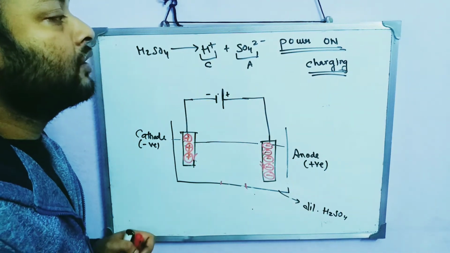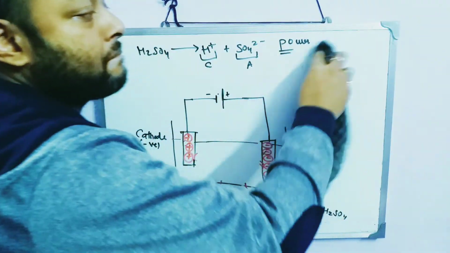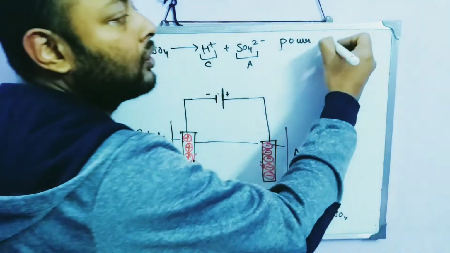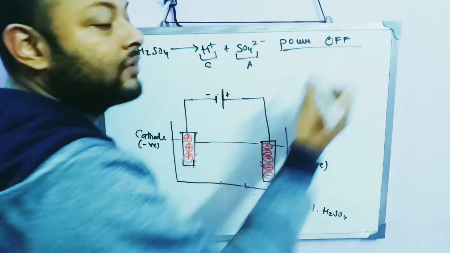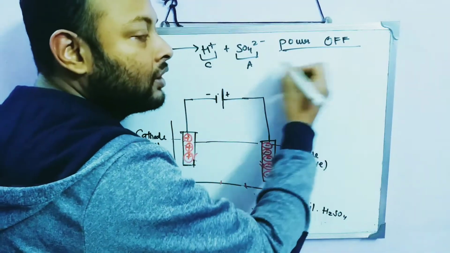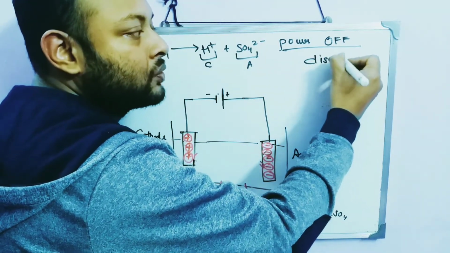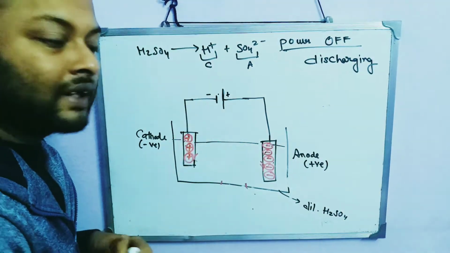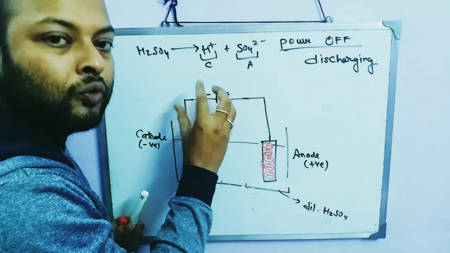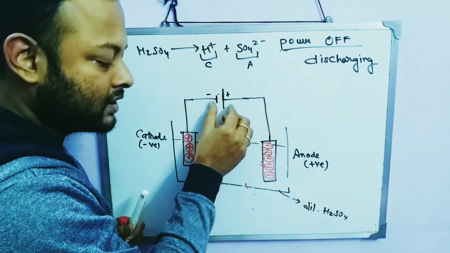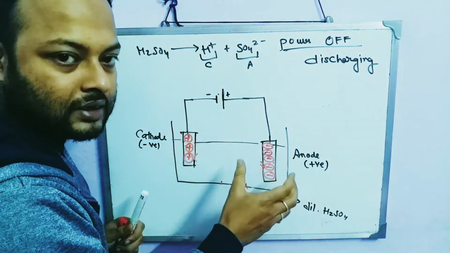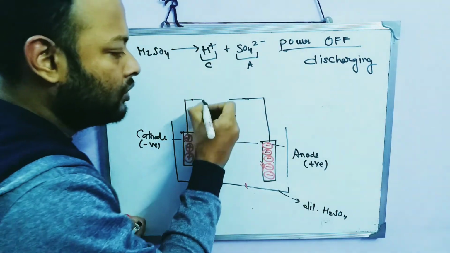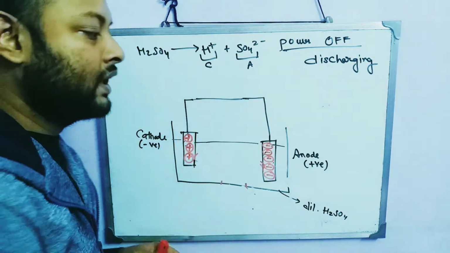Now suppose there is a load shedding. The power has gone off. If the power has gone off, there will be a situation of discharging. When the power has gone off, this battery source won't be there, meaning the source which was attracting the ions. Now the power has gone off, so it is not there anymore. So it goes like this.